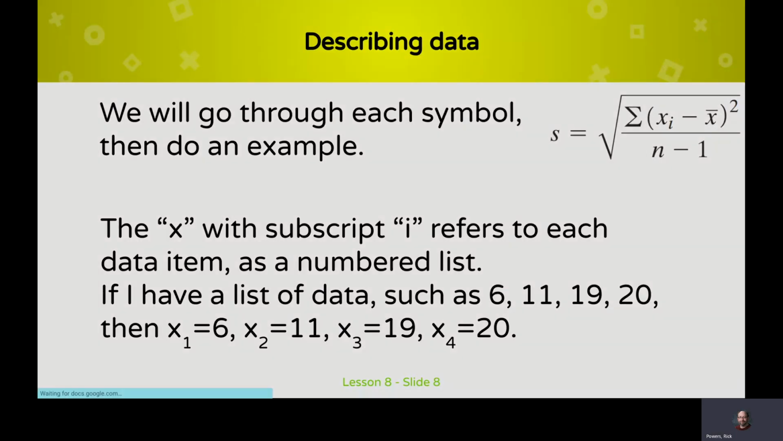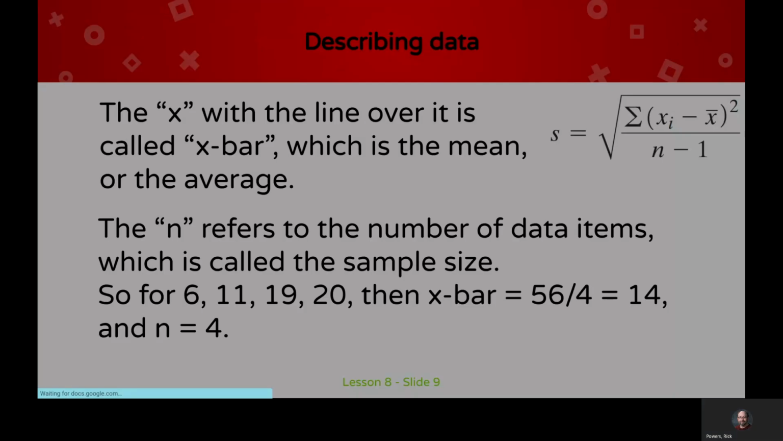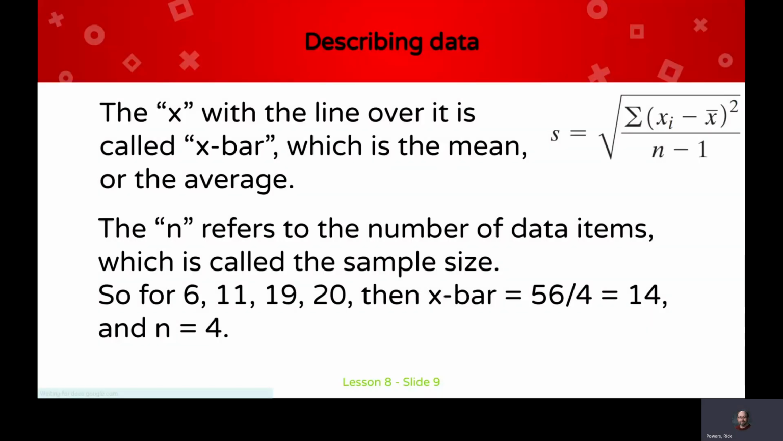The X with the line over it is X bar, which is the mean or the average. The letter n refers to the number of data items, which is called the sample size. So for 6, 11, 19, 20, X bar is the mean or the average, 56 divided by 4 is 14, and n, the size of the sample, is 4.